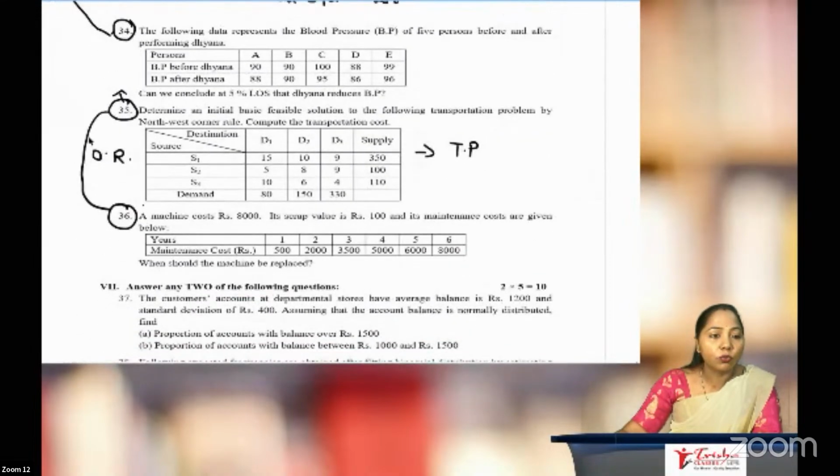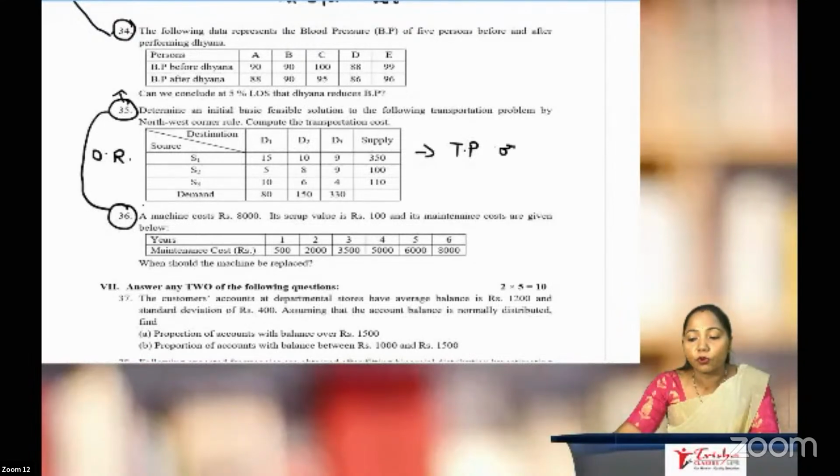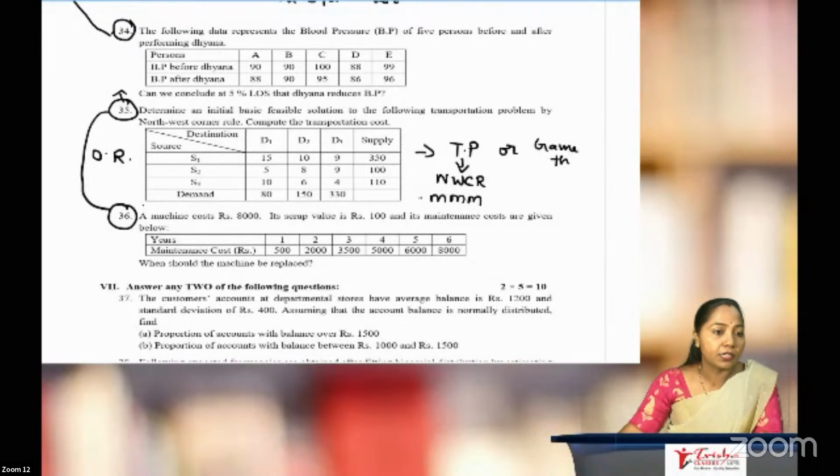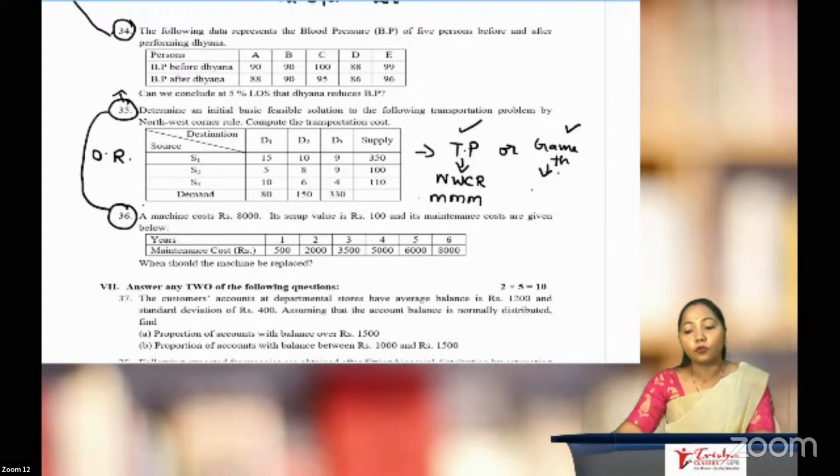Yes. So moving to question number 35 and 36, I was discussing about question number 35. It could be either from transportation problem or from game theory. In both the concepts, we have 2 methods. Under transportation, we have northwest corner rule, and then matrix minima method or least cost entry method. Under game theory, again, we have 2 rules, that is maximin and minimax method as well as dominance rule.